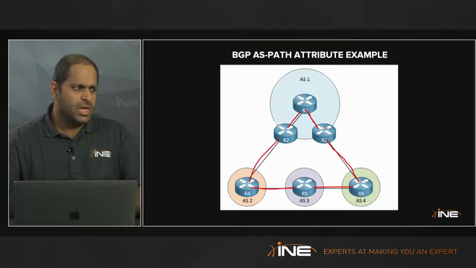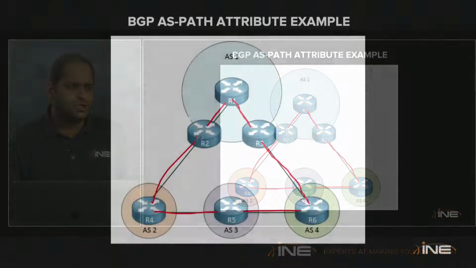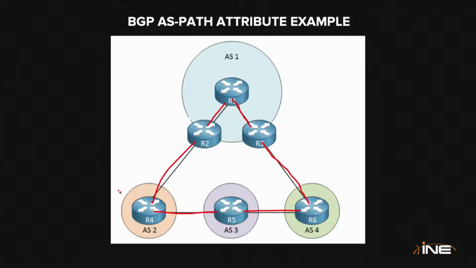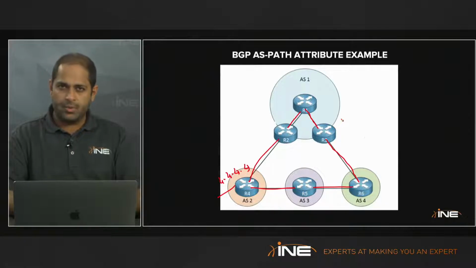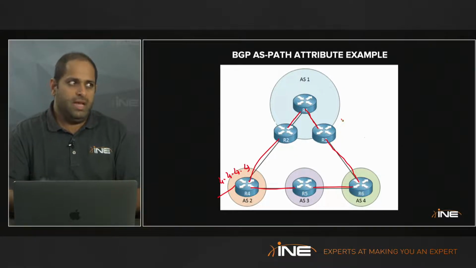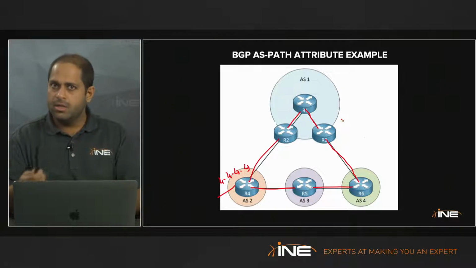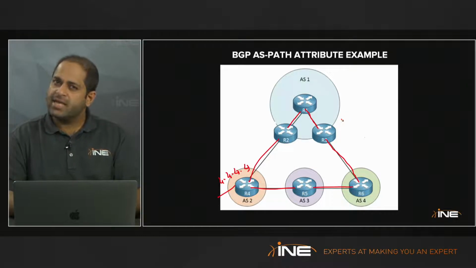Now, let's say R2 needs to get to the network 4.4.4.4. How do you think it's going to route? If it goes through the direct neighbor, how many hops is that? Look at the AS Path attribute. Have we configured weight? No. Have we configured local preference? No. Is it locally originated? No. What's next? AS Path.